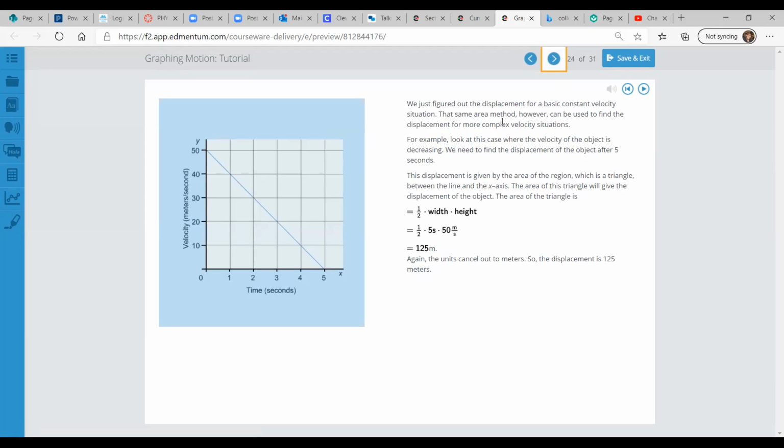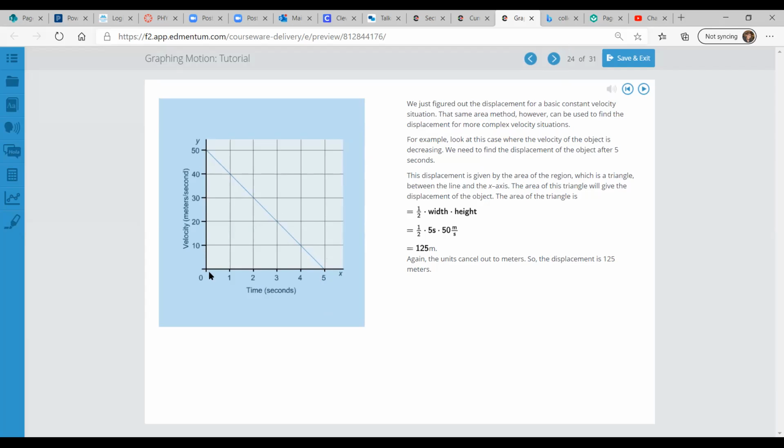We just figured out the displacement for a basic constant velocity. That same area method can be used to find displacement in more complex situations too. So for this graph, the velocity of the object is decreasing over time. And we want to find the displacement after 5 seconds, after it comes to a complete stop.